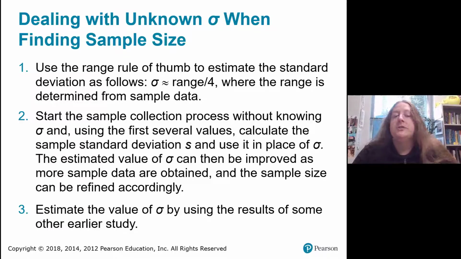We can also choose to use our sample standard deviation as an estimate of our population standard deviation, that point estimate idea. So we'll use s in place of sigma. The larger our sample is, the better that estimate will be. And finally, we can use prior information or prior results of some earlier study, and estimate the value of our population standard deviation based on that.